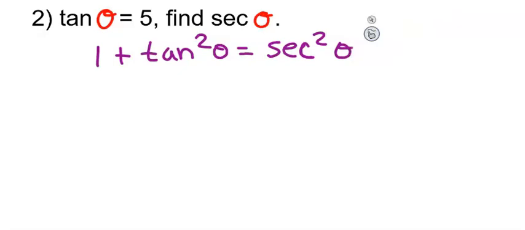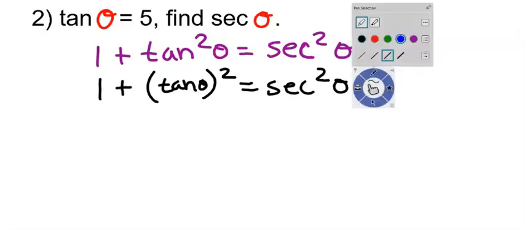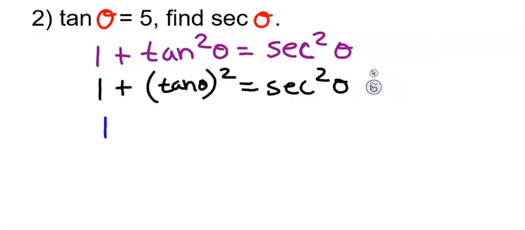All right, so here we're going to do 1 plus tangent squared, just like we did before. We know tangent is 5, so we're going to substitute 5 in there. So we're going to do 1 plus 5 squared equals secant squared.